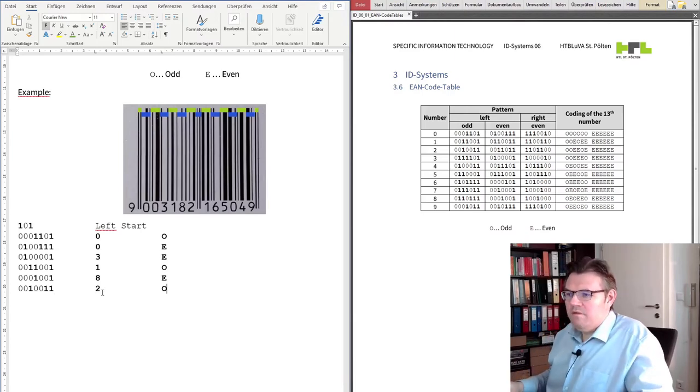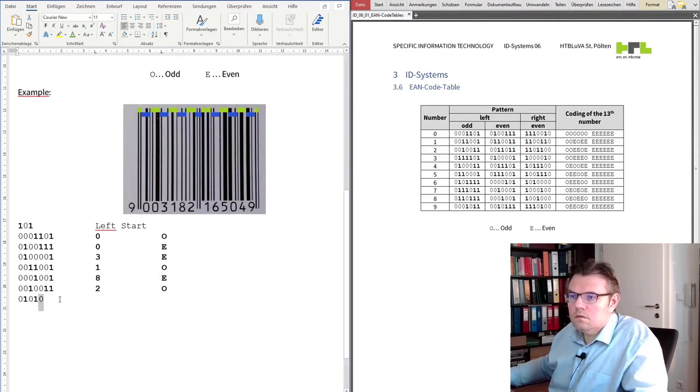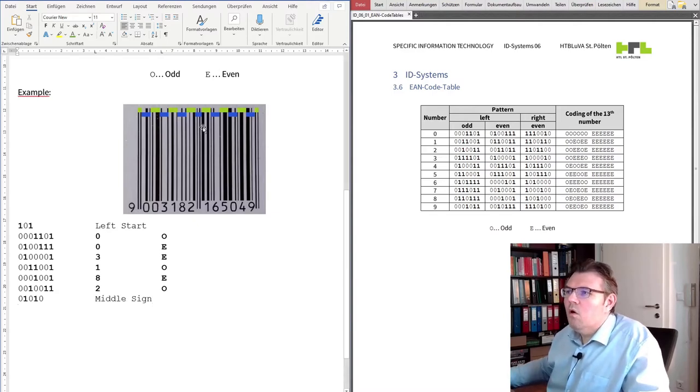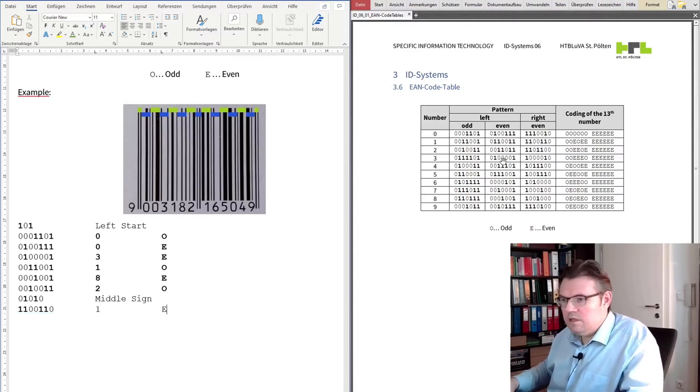And then we have 0 1 0 1 0. This is actually the middle position, the middle sign. Then we go 1 1. Now we're on the right side, and on the right side there is only even. 1 1 0 0 1 1 0. Make them bold to mark them better. 1 1 0 0 1 1 0 must be 1, and of course it is even, like always.